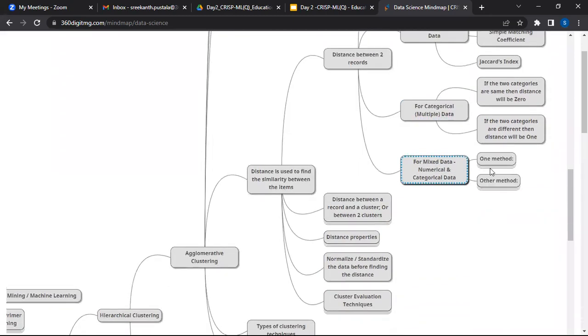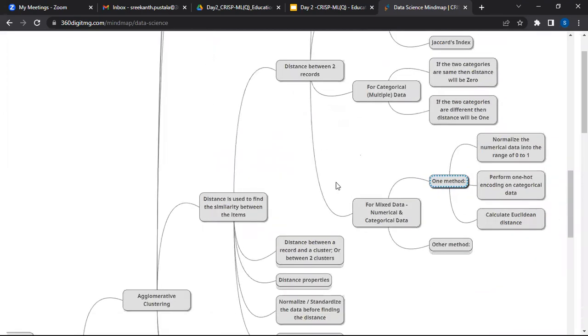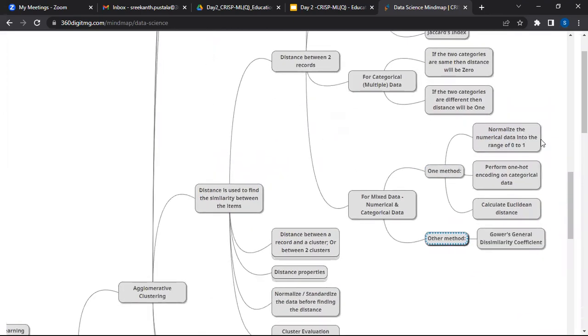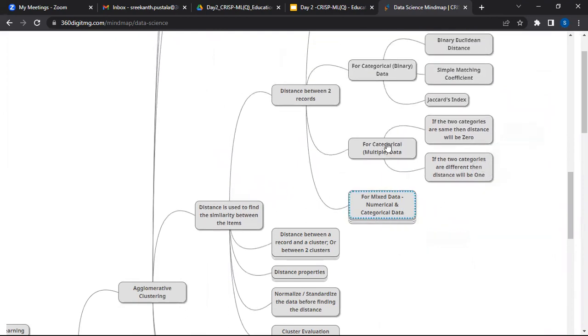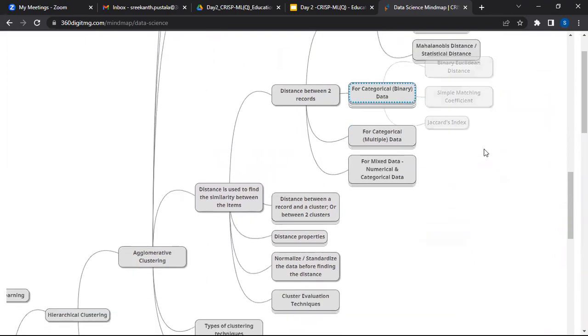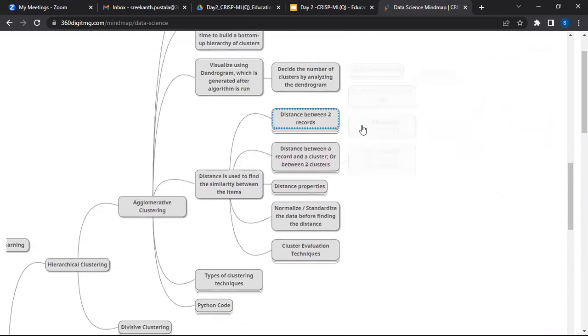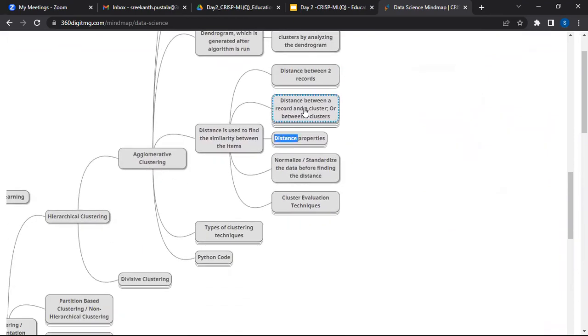When we have mixed data, one method is to normalize the numeric data into the range of 0 to 1, perform one-hot encoding, then calculate the Euclidean distance. Or I can also use Gower's general dissimilarity. So these are the different functions we have when trying to find the distance between two records.